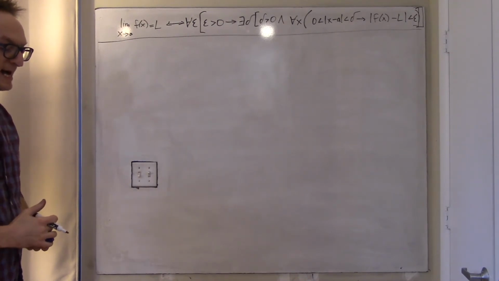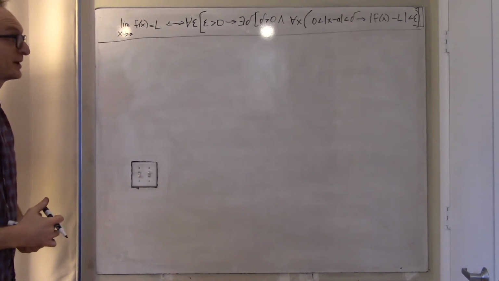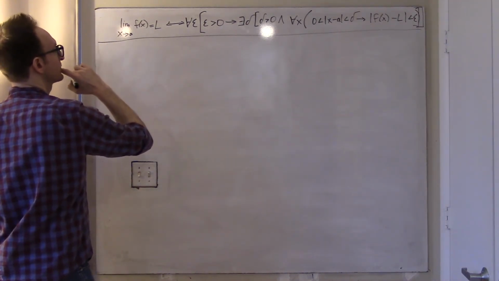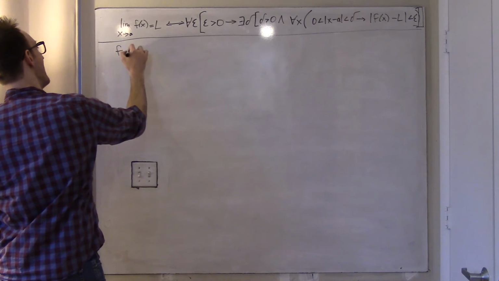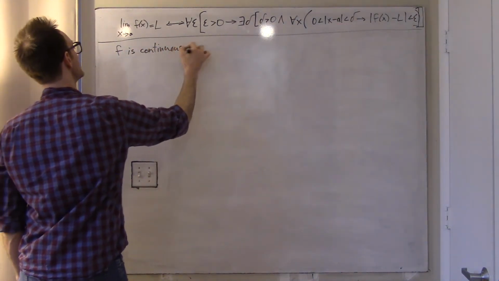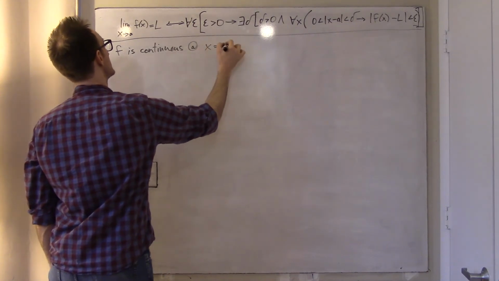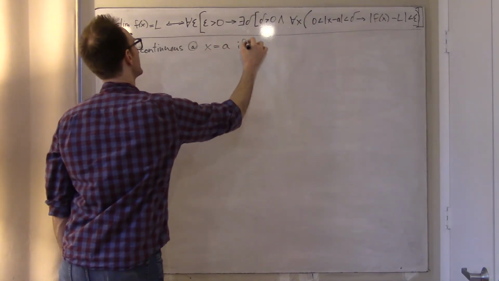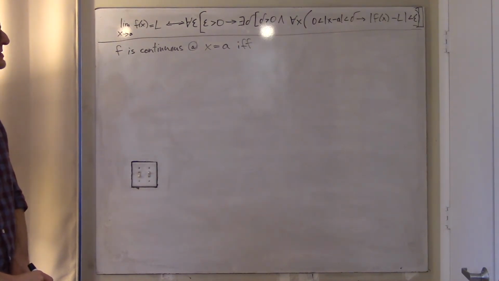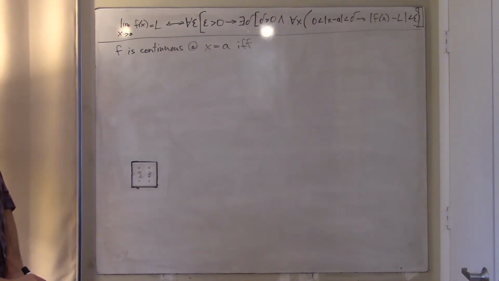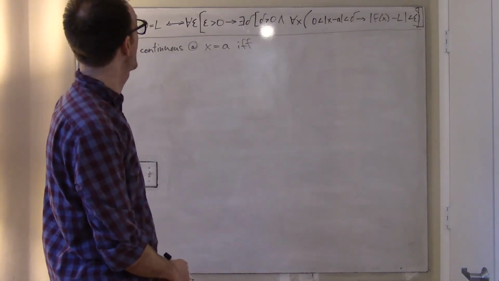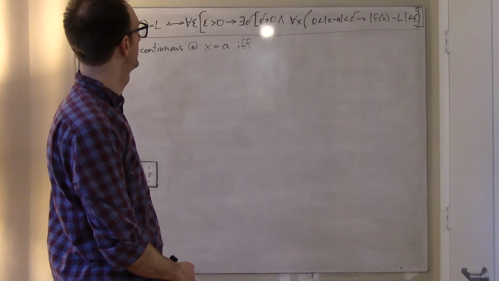Specifically, let's take it even one step further. Let's even throw on an extra quantifier. Let's define what it means for a function to be continuous. So f is continuous at x equals a, if and only if. Well, what does it mean to be continuous? It means that the limit is the value of the function.